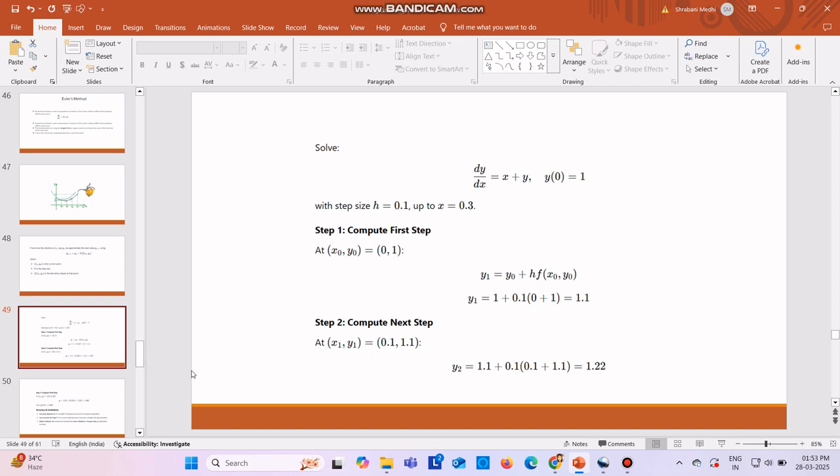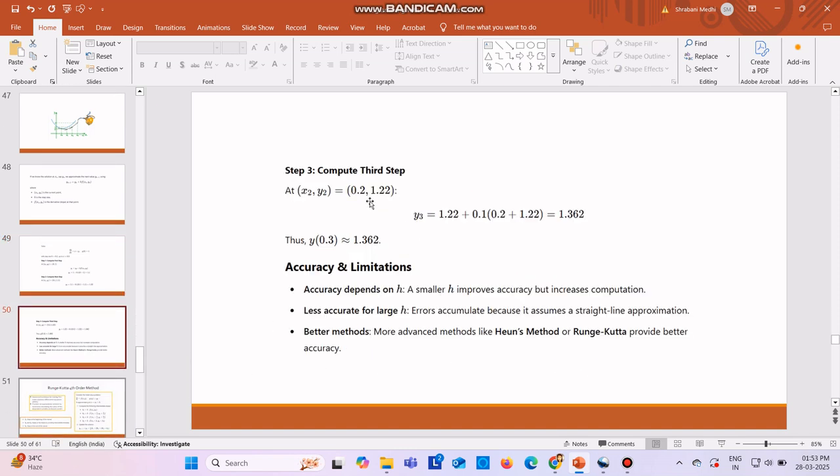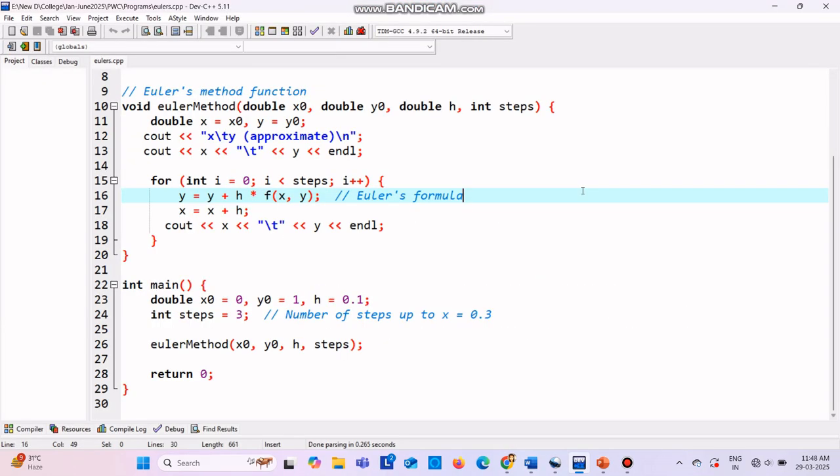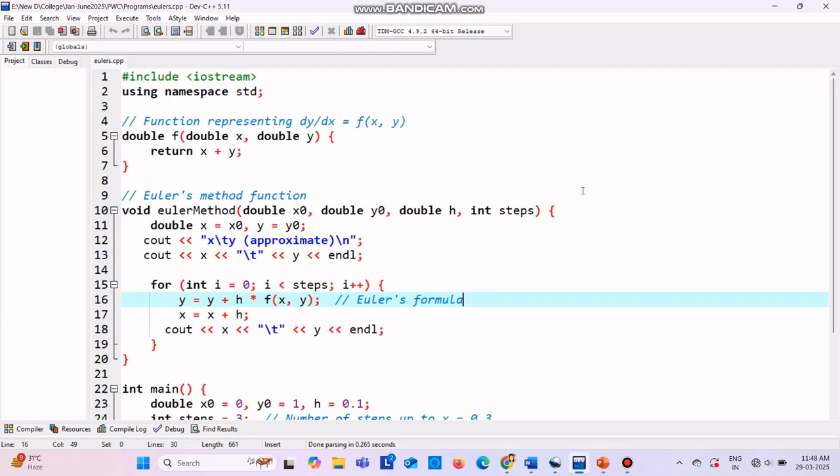Now at this point, that is at x equal to 0.3, what will be the formula? Again we put the values and you will get this final value. So what is the value of y at x equal to 0.3? It is 1.362. Okay, so let's go to Dev C++ and write down the code.